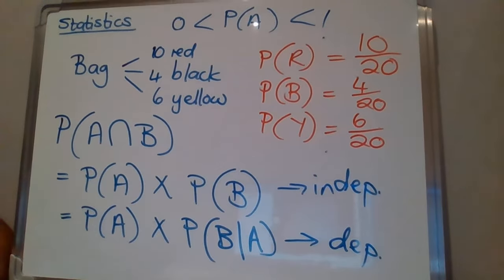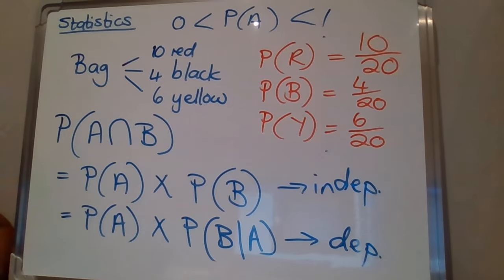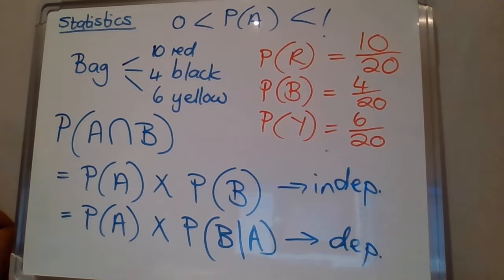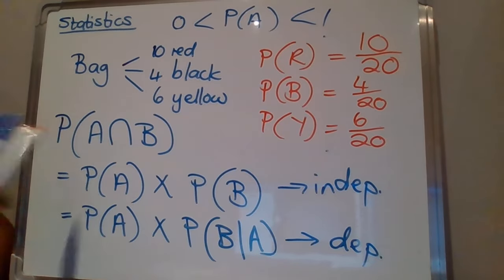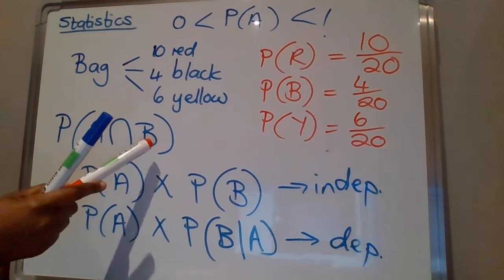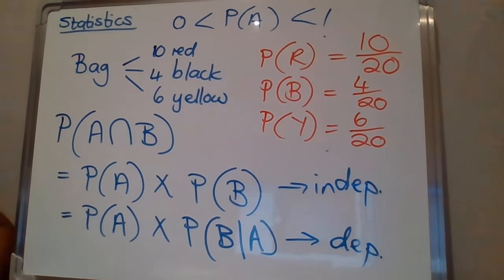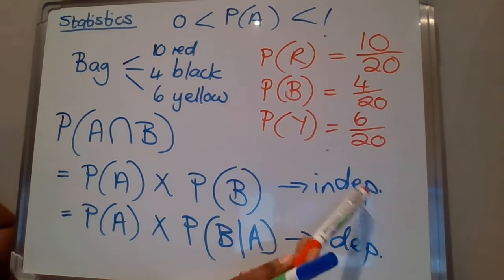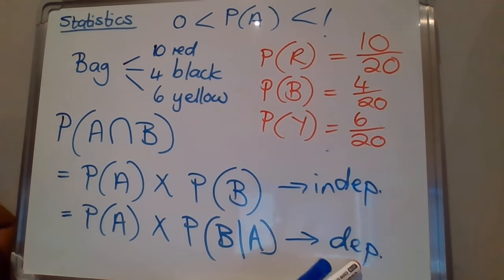So it's very important for you to read the question and understand what is being asked of you. So when they say the probability of A occurring and B occurring, then you know you must then decide to see if it's independent or dependent.